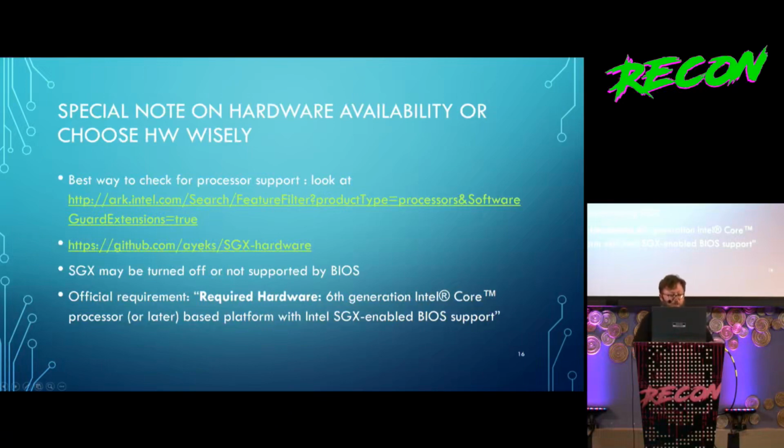This link is very useful because, quote, SGX is turned off by default and must be enabled via some specific MSR, model-specific register. Only the BIOS can make changes in this register. For example, Intel SGX SDK requires as follows for the hardware. Okay, required hardware, 6th generation of Intel Core processor on UA-based platform with Intel SGX enabled BIOS support.